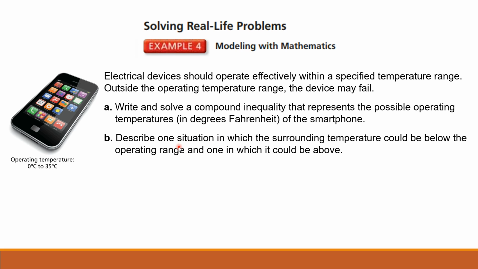And then we're going to describe a situation in which the surrounding temperature could be below the operating range, which means it would fail, and then one which would be above the operating range, which means it would fail. So basically we're going to write the compound inequality that represents the operating temperatures within which the phone will work. And then we're going to write another compound inequality, which shows the temperatures in which the phone might fail.